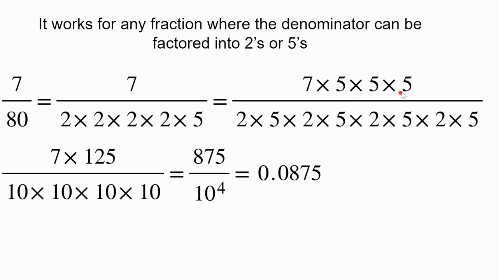I've got to multiply by 3 5's on the top. 7 times 5 times 5 times 5 is 875. 10 times 10 times 10 times 10 is 10 to the 4th power, because I got 4 10's there. So I've got 4 decimal points here. I've only got 3 numbers here, so I have to add an extra 0. So it's 0.0875.